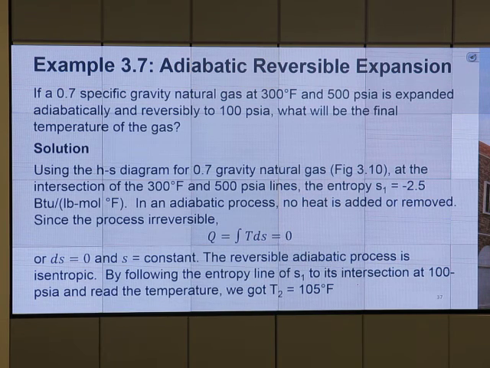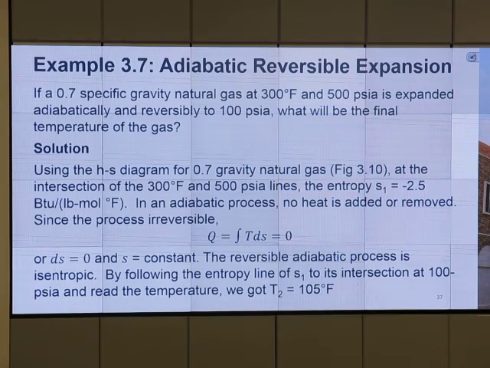If a 0.7 specific gravity natural gas at 300 F and 500 psia is expanded adiabatically and reversibly to 100 psia, what will be the final temperature of this gas? Reversible adiabatic is the same as constant entropy, so it's a theoretical value. This one I think is not an example of using that equation.